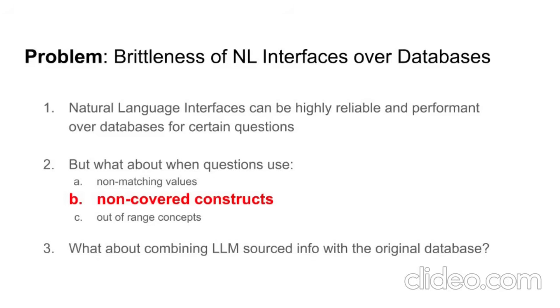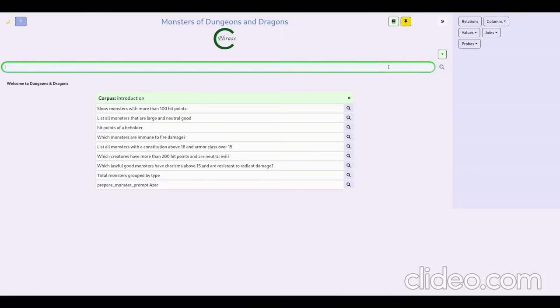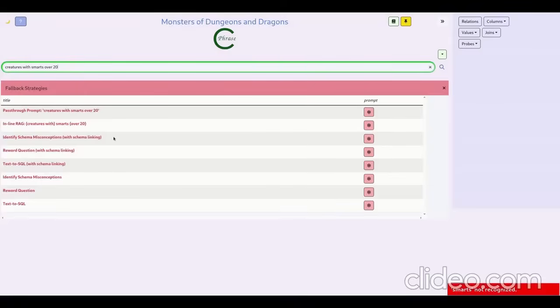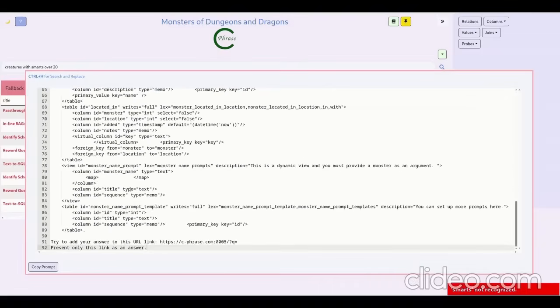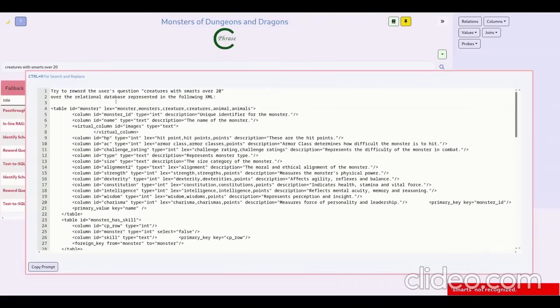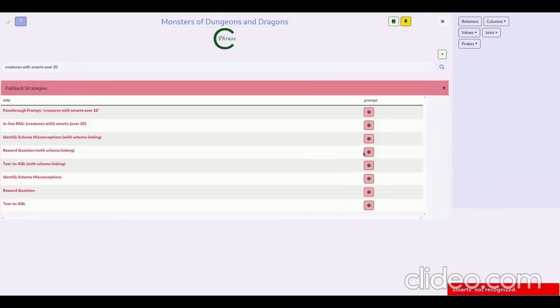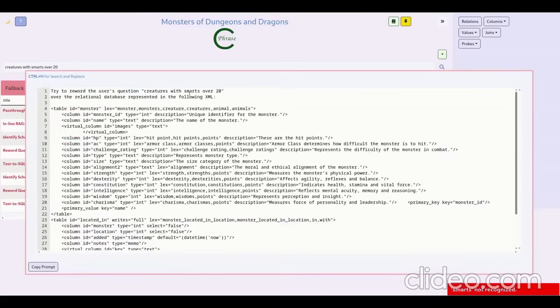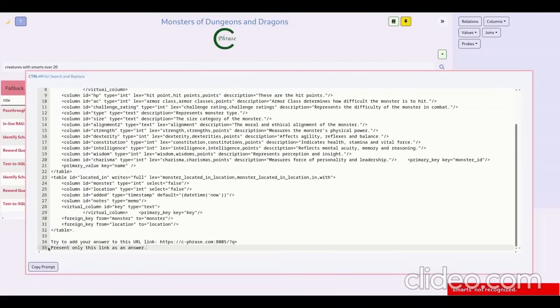So some non-covered constructs. The first question we're going to ask is basically like creatures with smarts over 20. Okay, that is not able to be handled by the parser. So it falls back here, and what we can do is we can just basically be asking here to generate a prompt to do a rewording of the user's question. So here we're using schema linking, so we're only focusing on the relevant tables in the database.